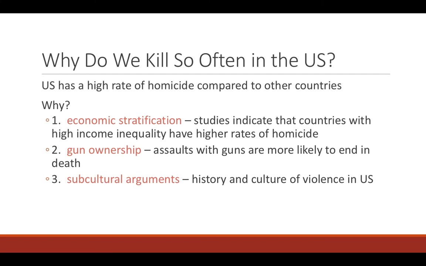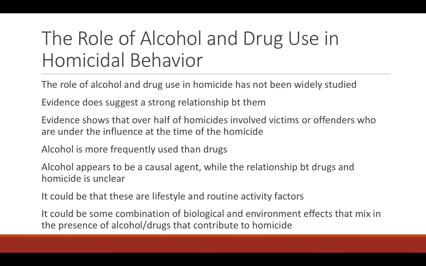So what is it about the U.S.? How come we have such a high rate of homicide compared to other countries? Well, economic stratification. Studies tell us that countries with high income inequality have higher rates of homicide. Gun ownership is pretty common here, and assaults with guns are more likely to end in death. And there are subcultural arguments that relate to the history and culture of violence in the United States.